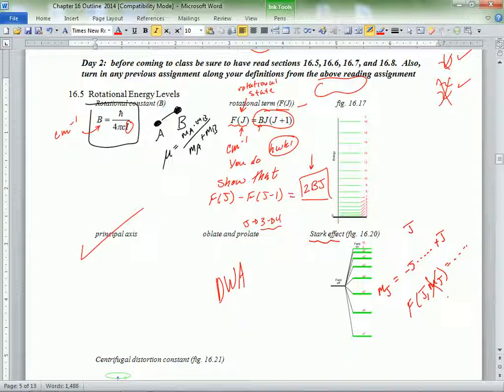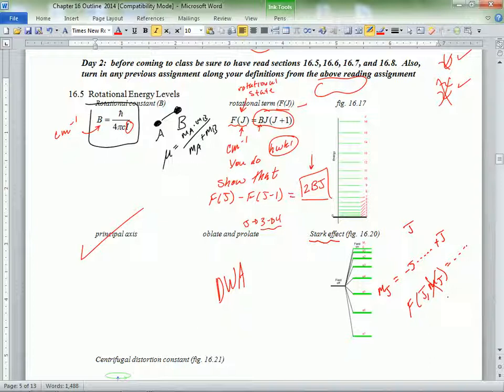So that means that each J state is what? The D word. Degenerate, right? In order for you to see all the M sub J's, you have to turn on an electric field. You turn on an electric field, and bam, you see all the M sub J's, all the degenerate states.